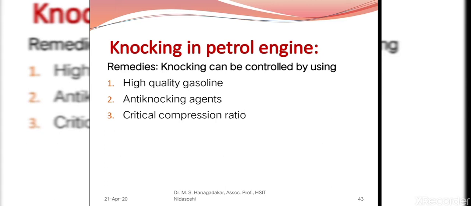Then, remedies to control knocking in an IC engine. Three important ways how we can reduce the knocking are as follows. The first one is by using high quality gasoline or petrol, the second one is by adding anti-knocking agents which reduce the knocking tendency of the fuel, or by adjusting critical compression ratio in an IC engine.